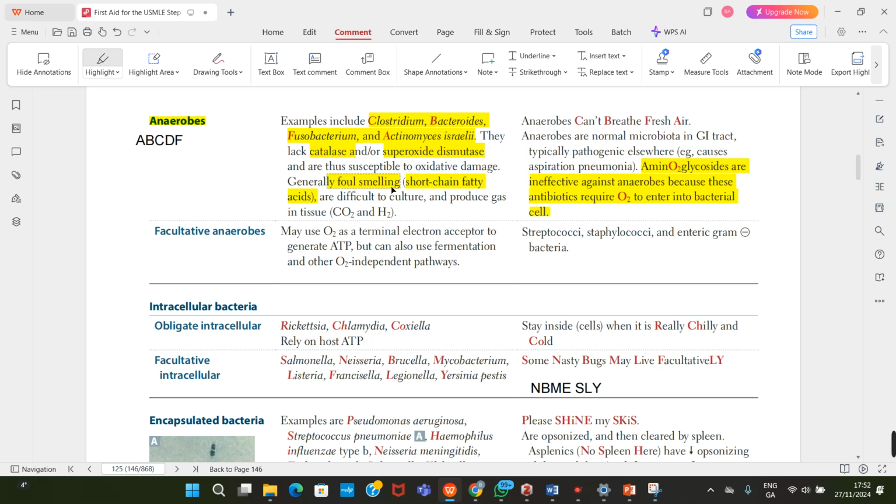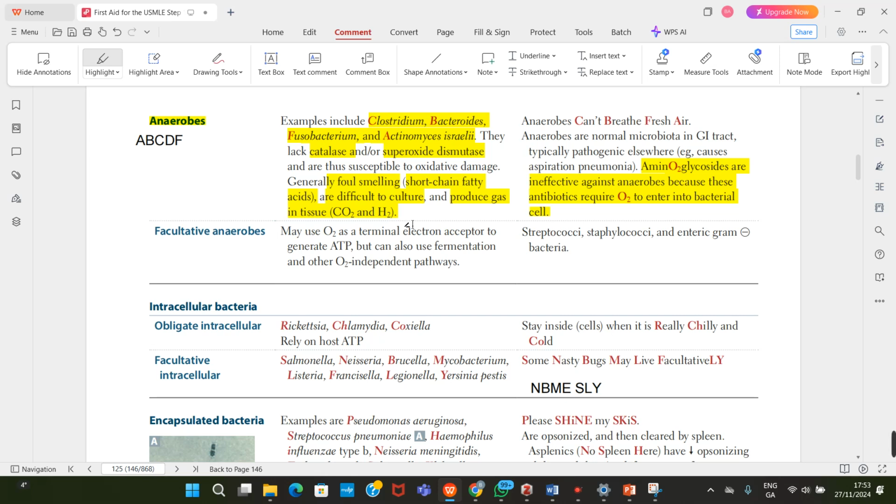Because the product of metabolism of anaerobes generates short-chain fatty acids that include propionic acid and acetic acid, which impart that smell. So that's when we start talking about necrotizing fasciitis, and we say that it's foul smelling. It's due to the fact that it can be caused by anaerobes that generate short-chain fatty acids that give it that foul smell. They are very difficult to culture because the typical culture medium will require oxygen. And their product of metabolism includes gas, CO2, and hydrogen. Same thing in necrotizing fasciitis caused by anaerobes.